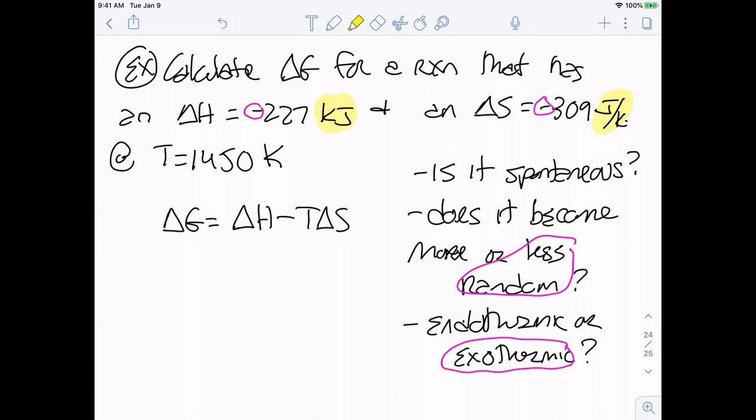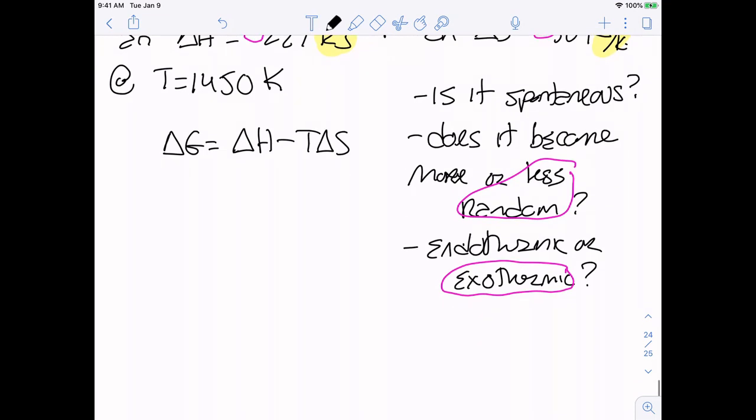So you do need to either convert them both to joules or both to kilojoules. Since the problem didn't state, I can do either one. I am going to convert them to kilojoules. So the negative 309 joules per Kelvin will become negative 0.309 kilojoules per Kelvin. And then I can just plug them in.